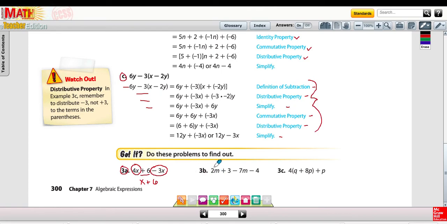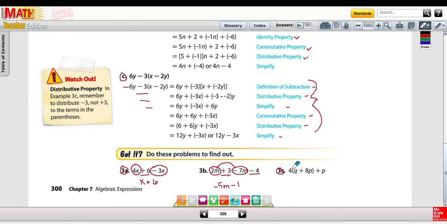Okay? In 3B, I'm going to circle the 2m, and I'm going to circle negative 7m. Whether I say negative 7m or minus 7m, same thing. I am going to underline the 3 and the negative 4, or the minus 4. What's 2m take away 7m? You should be thinking negative 5m. And then we have 3 take away 4, which is minus 1. The answer to 3B is negative 5m minus 1.